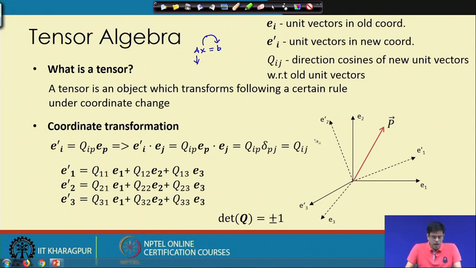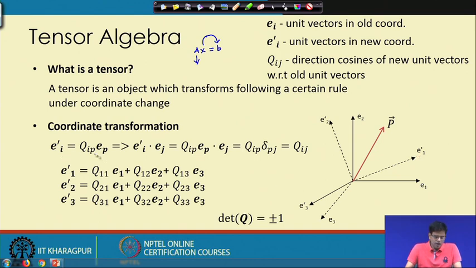For instance, this is a coordinate transformation example. If e1, e2 and e3 are the initial or old coordinate system, and we rotate it arbitrarily so that the new coordinate system becomes e1 prime, e2 prime and e3 prime, and there is a vector p, then how should I represent p? That is the objective: how p will be represented in terms of the e1, e2, e3 system and the e1 prime, e2 prime, e3 prime system. Now we need to first define how e1 and e1 prime are related.